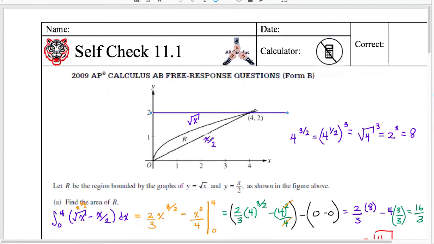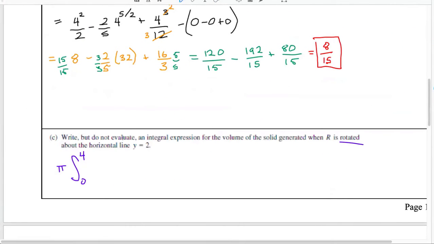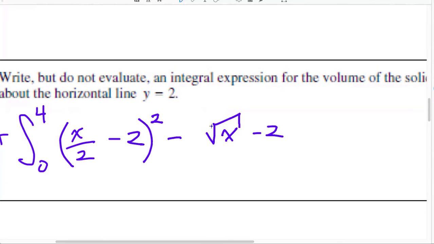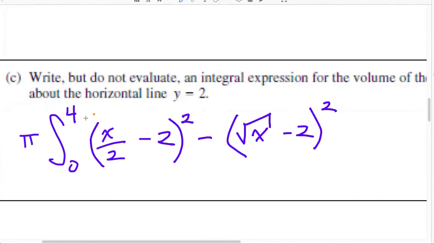Okay, so that means my outer function is actually x over 2. So x over 2 should be my first one. So I have x over 2 and then minus the k value here, so minus 2, that quantity squared, minus the inner. So the inner is the square root of x minus 2, that quantity squared. And then all of this stuff, I'll put square brackets here, all that stuff, dx. And done.